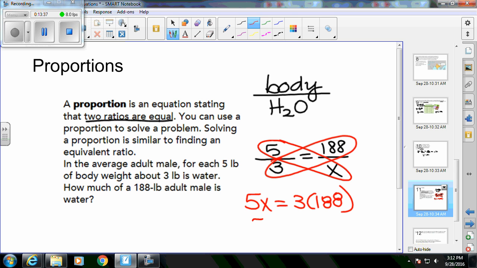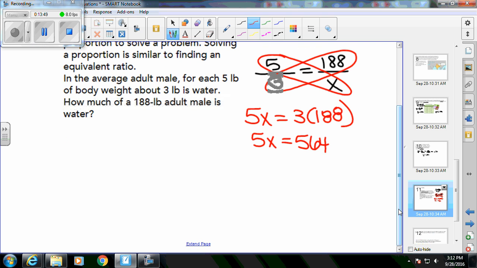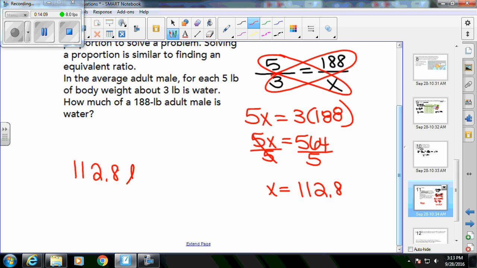When I do the arithmetic, 3 times 188 is 564. What I need to do now to isolate x is to divide both sides by 5. And when I do that, I get 112.8. So a 188-pound adult male is 112.8 pounds of water.